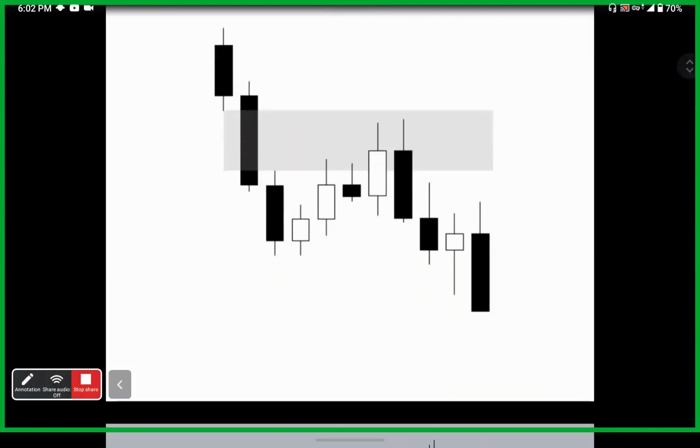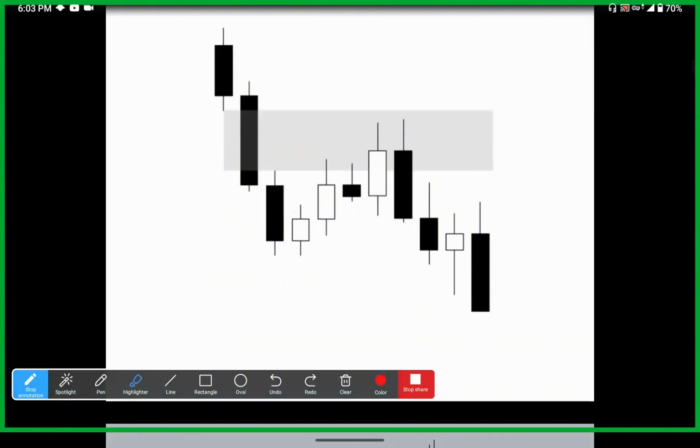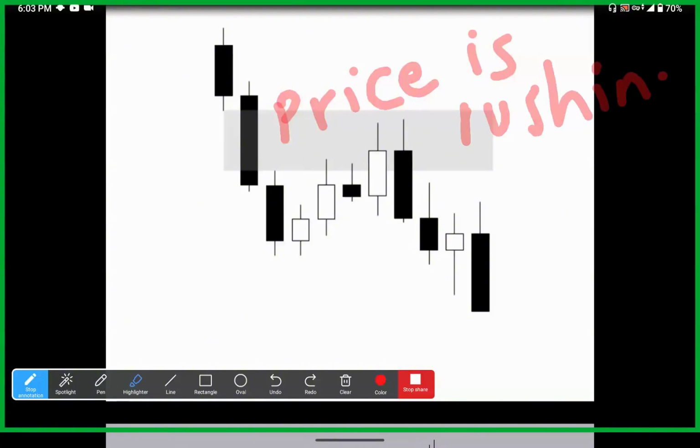You get? And the logic is that when price was in a hurry to go to its target, the gap that it left, these fair value gaps, are always formed when price is rushing. And what is the logic behind it?